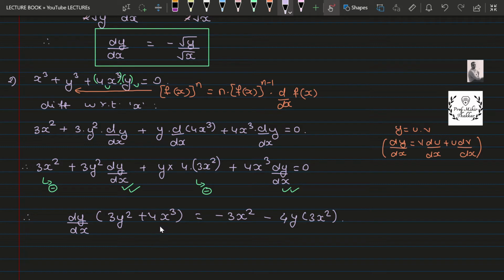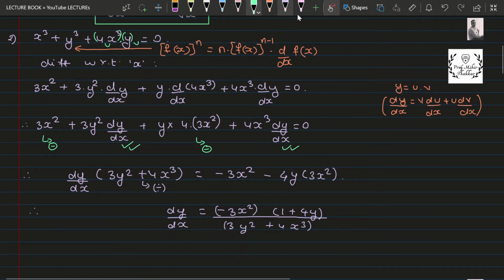So to find the value of dy by dx, what we do over here is we take out minus 3x square common from these both terms. So in the bracket I will get 1 plus 4y, and this element on the left hand side will be divided on the right hand side so that I get my final answer. This is equal to 3y square plus 4x cube. So guys, that is our final answer.